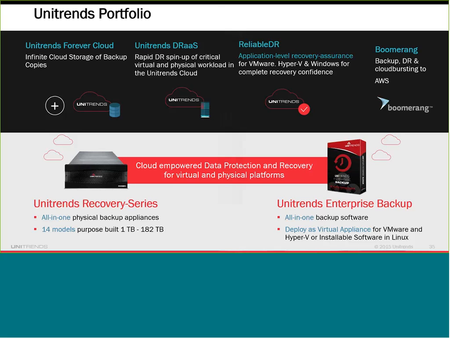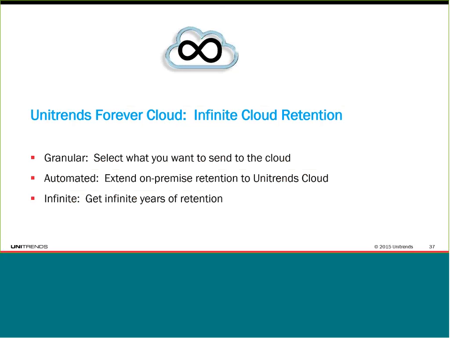Our most popular option today is that Forever Cloud option. What people like about it is it does give you that infinite cloud retention, but it's also very granular. You can dial in the exact amount of data that you want to protect. So your environment may actually have 20 terabytes of data, but you only want to move 1.5 terabytes of it into the cloud. You can do that and dial it down and get your cost down to the exact level that you want for what you want to pay for cloud storage.